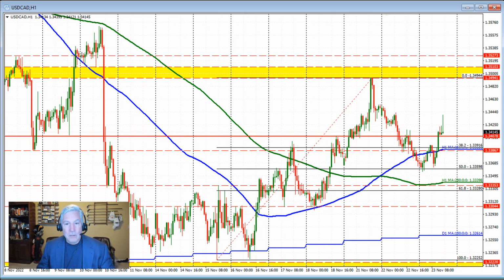Oil prices are lower in trading here today. There it is. The price of crude oil is trading at $78.18. That's down a couple of dollars to the downside. So that is helping to weaken the Canadian dollar, push the dollar Canada to the upside. And in the process, we've gotten back above the 134.078 level.